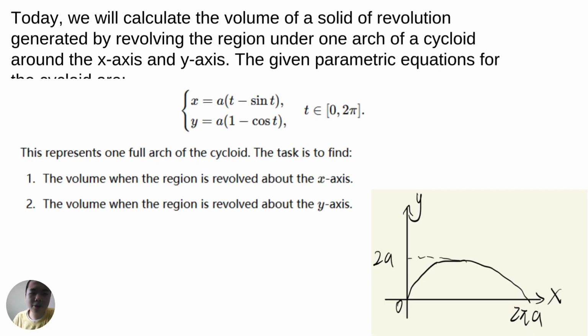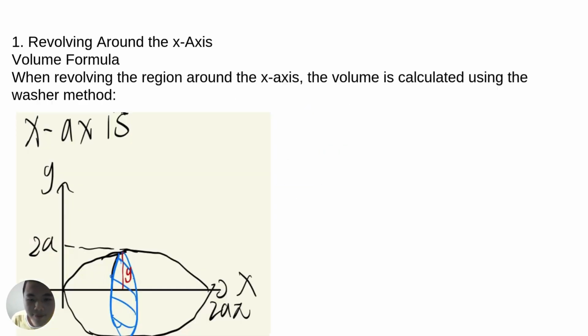Let's see a question. We will calculate the volume of the solid of revolution generated by revolving the region under one arc of a cycloid around the x-axis and the y-axis. The given parametric equations for the coordinates are x equals a(t minus sine t) and y equals a(1 minus cosine t). As we see in the picture, this is a curve of this function. You can see the graph, and we want to find the volume when the region is revolved about the x-axis. We also want to find the volume when the region is rotated about the y-axis.